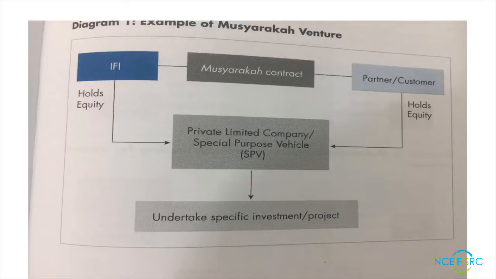So we have two things here. We have the asset, which is the house, and we have the price, or let's say the profits. What is actually being shared here? The house.